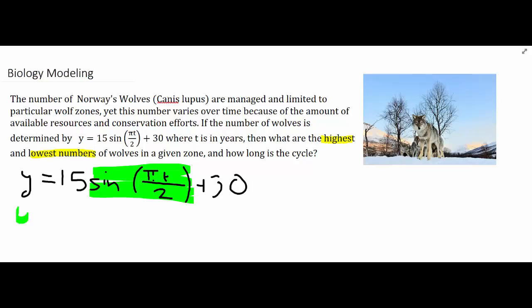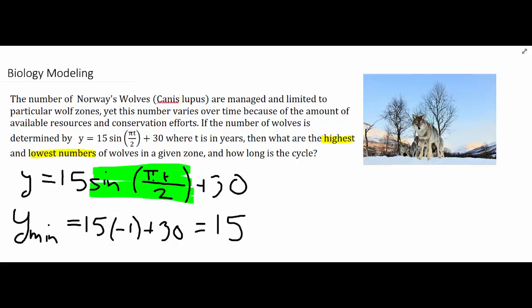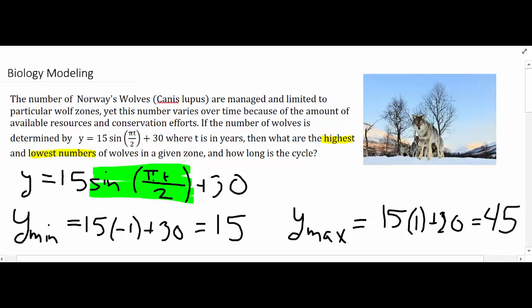So my y minimum will occur when we have 15 times -1 plus 30. So -15 plus 30 is 15. So the minimum number will be 15 wolves. And the maximum number will occur when sine is 1. So 15 times 1 plus 30 equals 45. So we know the wolves are going to range between 15 and 45 in any given zone.